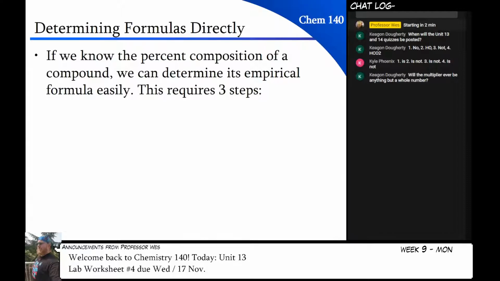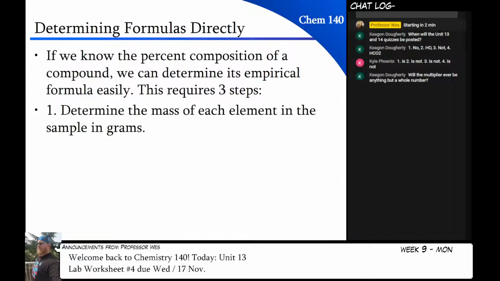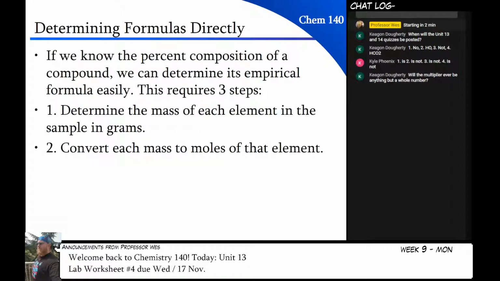So the first step is to take all the masses that you get from your elements and turn them into moles. I guess that was the first 2 steps. I was going to combine them into one. So you need to know how much of each element you have by weight, and you can do that very easily. You just use a balance, right?